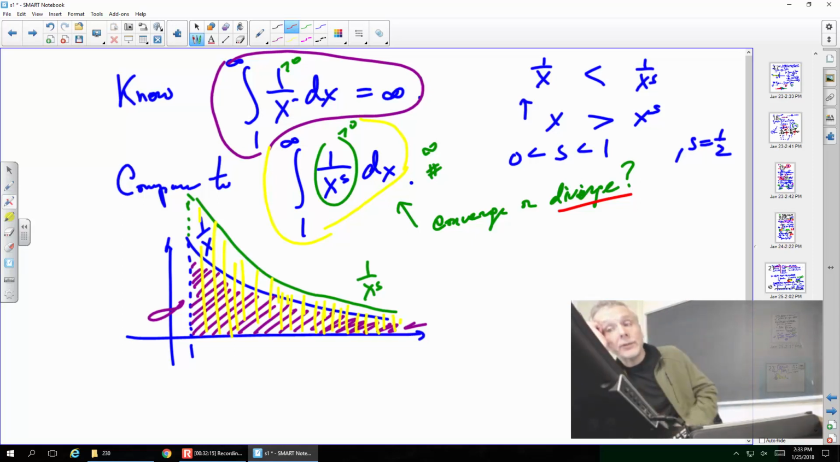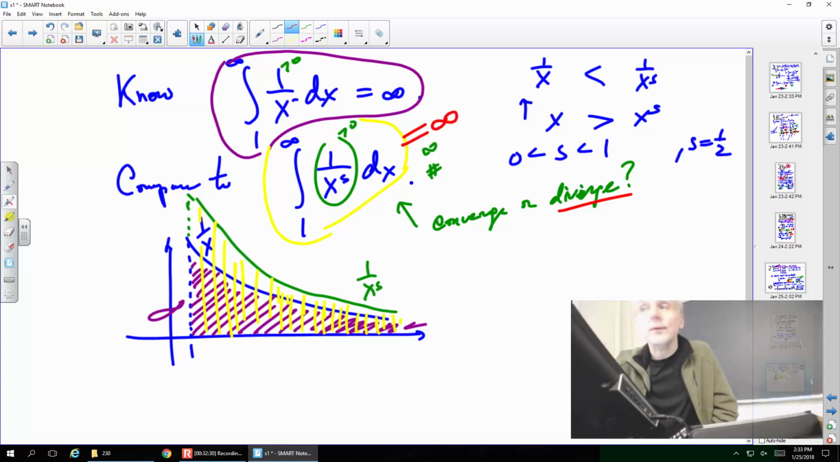Yes, but let's just look at the picture. The yellow area contains the purple area. The purple area is infinite, so greater than infinite makes it infinite, right? So this one is infinite too. That's the conclusion that we make. So that's how comparisons work.